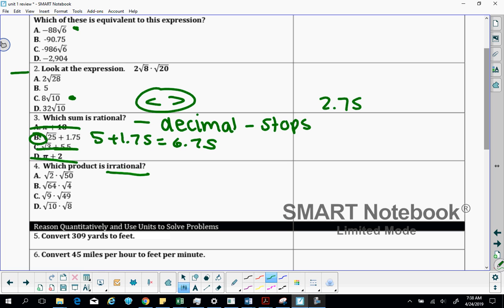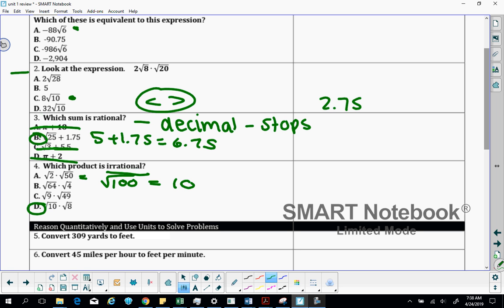Y'all get the answer? Which one is it? D. Because let's look at it. What's 2 times 50? 100. What's the square root of 100? 10. That's rational. That's 10.0.